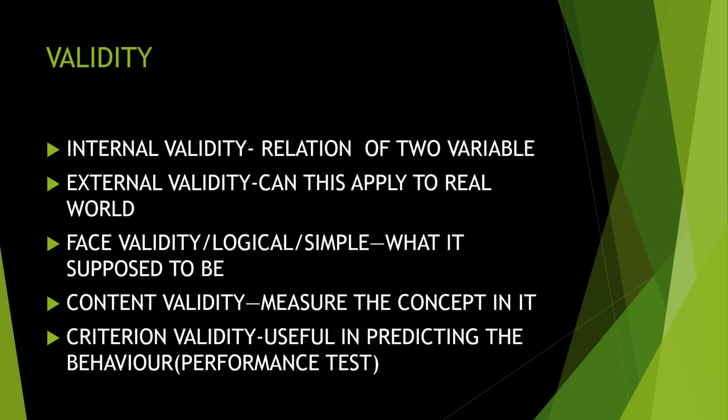For example, a criterion performance test. You do a performance test. Why are we doing a performance test? We want to select someone for the job. So it is criterion validity. For some criteria, you need these things to be successful. That is what we call criterion validity. So all these things we have to keep in mind in the case of research.